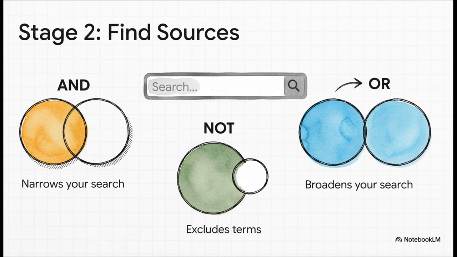Now for the fun part, the hunt. Here's a little power-up for your searching skills. Learn to use Boolean operators. AND makes your search more specific. OR helps you catch synonyms like teenager or adolescent. And NOT is like a filter to get rid of stuff you don't want. Trust me, learning this will save you so much time.